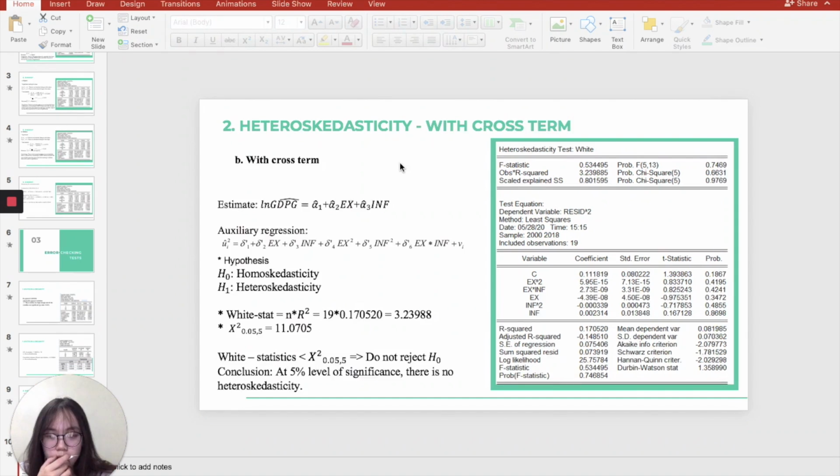We do the same step in the case with cross term and obtain the W-statistic and the chi-square value. We can see that the W-statistic is smaller than the chi-square critical value, so we do not reject H0. And from this, we can conclude that at 5% level of significance, there's no heteroscedasticity in both cases.